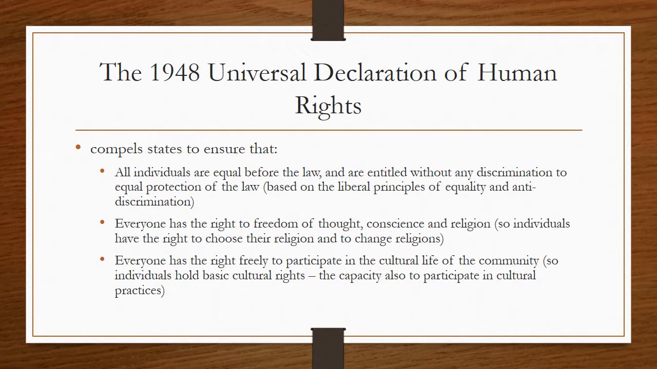These rights and freedoms are widespread and well acknowledged within international human rights law, which is largely based upon liberal principles. The 1948 Universal Declaration of Human Rights, for example, compels states to ensure that all individuals are equal before the law and entitled without any discrimination to equal protection of the law, based upon liberal principles of equality and anti-discrimination. Secondly, that everyone has the right to freedom of thought, conscience and religion. So individuals have the right to choose their religion and to change religions if they want to. Thirdly, that everyone has the right to freely participate in the cultural life of the community, so individuals hold basic cultural rights, the capacity to also participate in cultural practices.